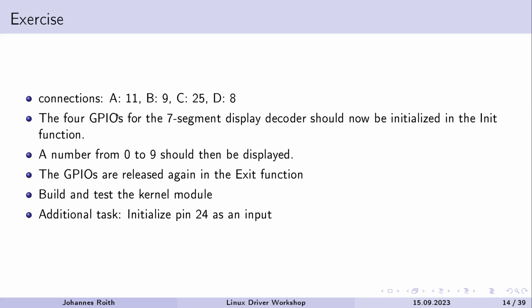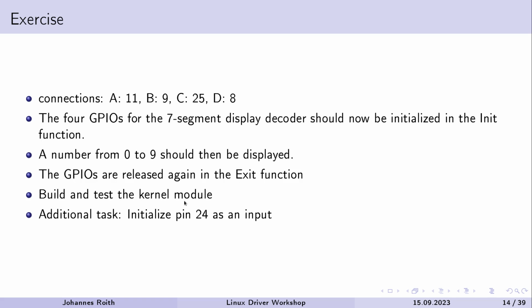And now I would say it's time for the second exercise. The connections are: pin A is wired to IO11, pin B is wired to IO9, pin C is wired to IO25, and pin D is wired to IO8. And now you should write a kernel module which will initialize these 4 GPIO pins in the init function and set them to outputs, and then you should display a number between 0 and 9 on the 7-segment display, which number is of no concern. And you have to release the GPIOs in the exit function again.